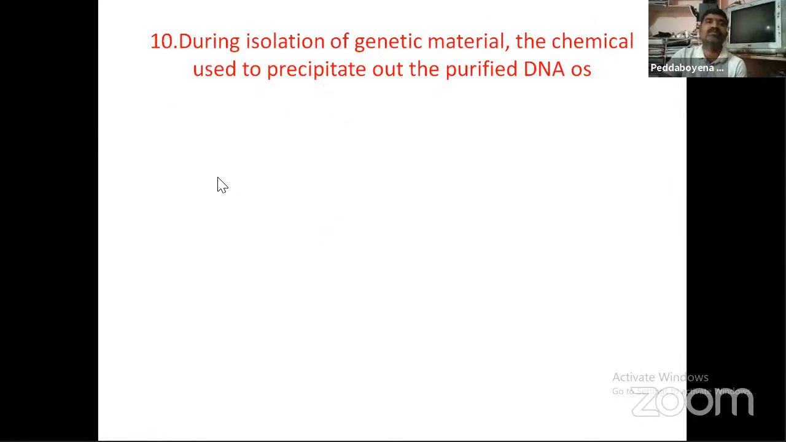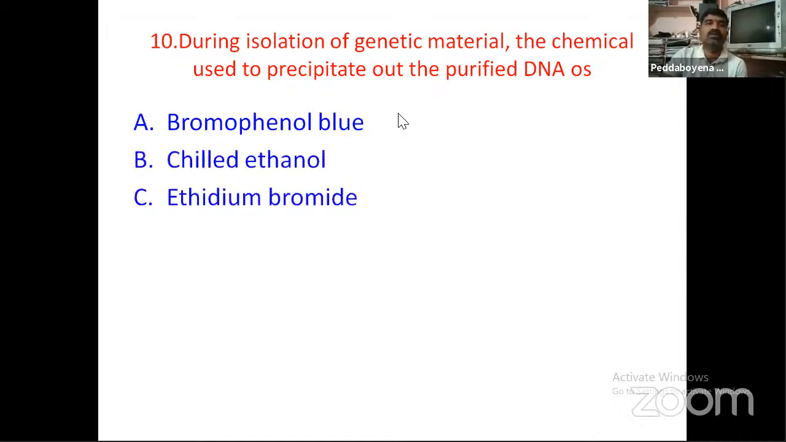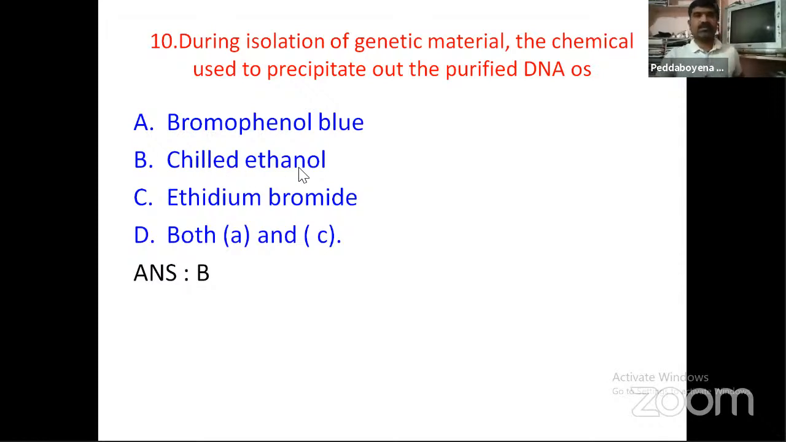So during isolation of genetic material, the chemical used to precipitate out the purified DNA: bromophenol blue, chilled ethanol, ethidium bromide, or both A and C. So the answer is chilled ethanol.